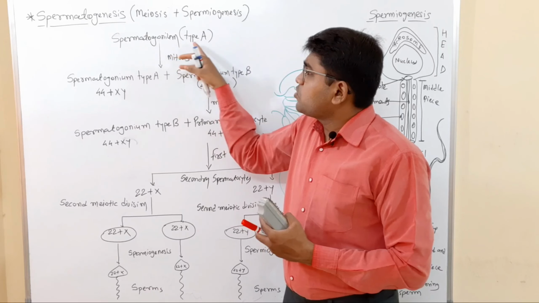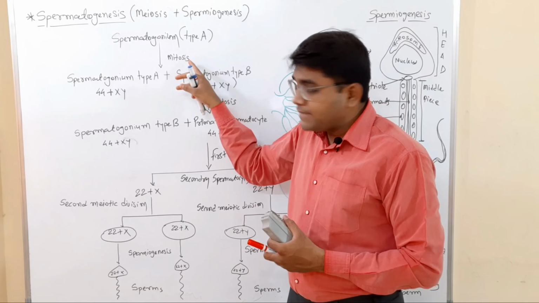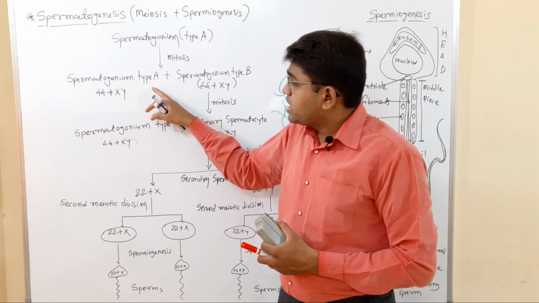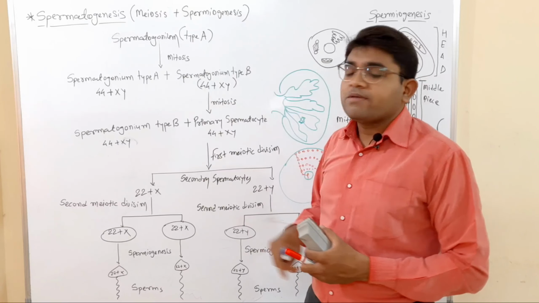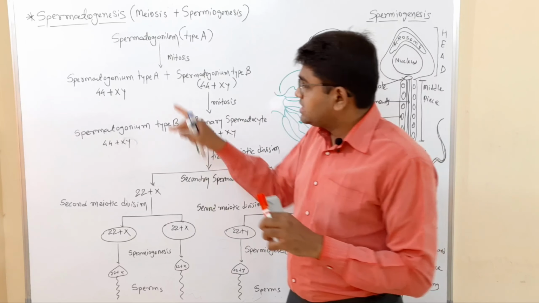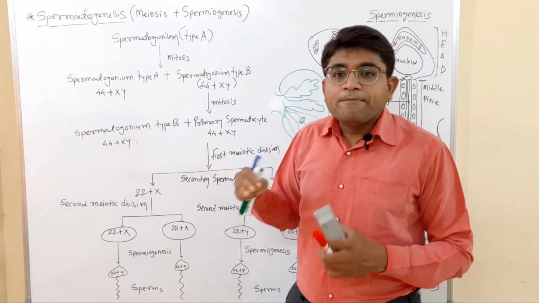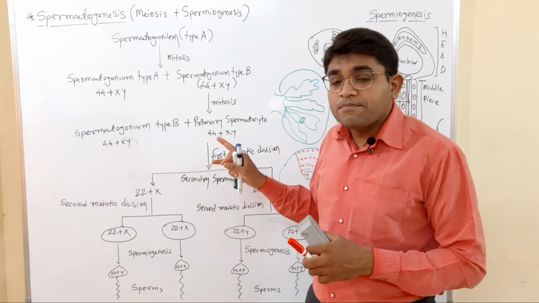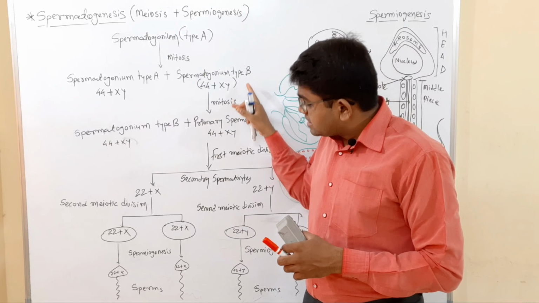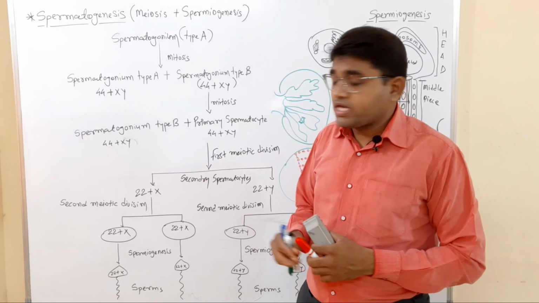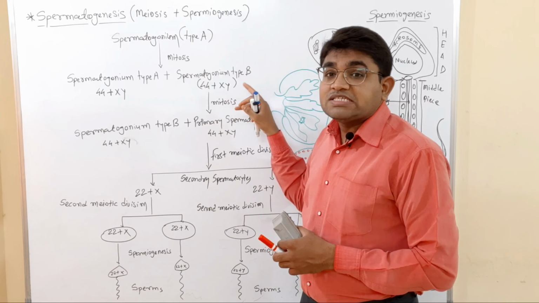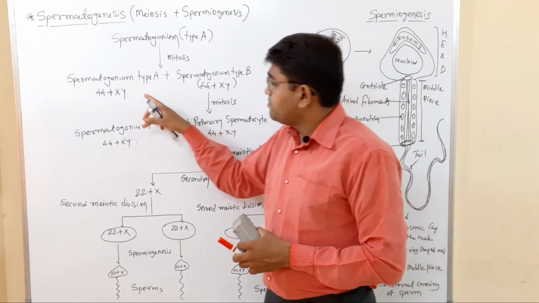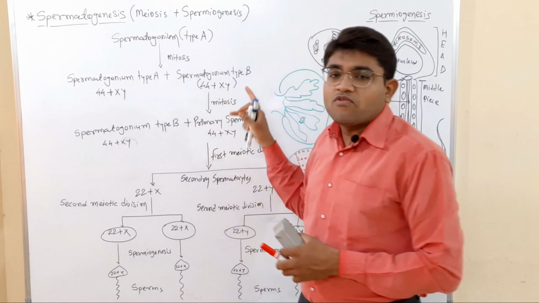Here the spermatogonium type A divides by mitosis, and from that two cells are formed: spermatogonium type A and spermatogonium type B. Actually, there isn't any difference between type A and type B, but we write type B because from these cells the meiosis process now starts, the formation of the sperm. So the spermatogonium type B now enters the spermatogenesis process. Both type A and B have 44 plus X and Y.